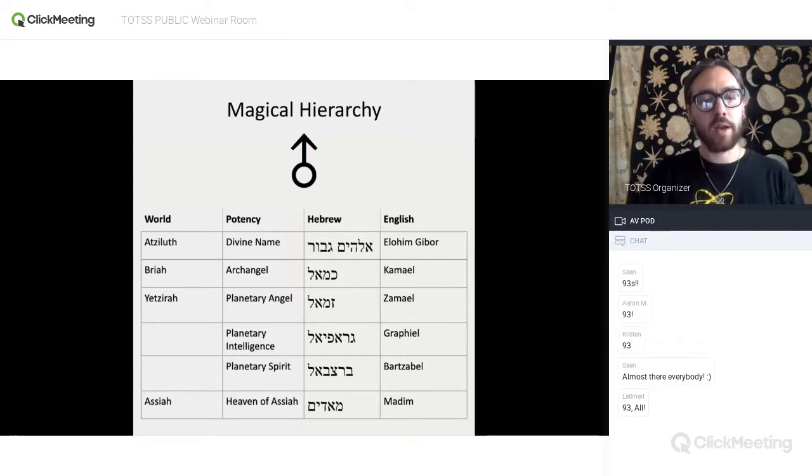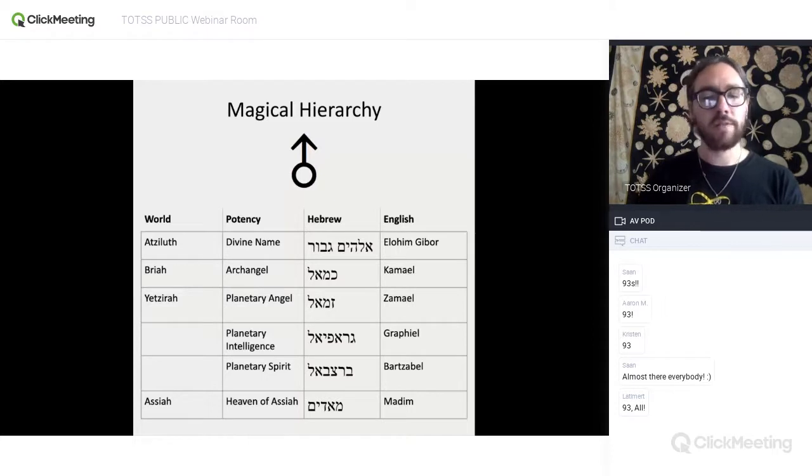And then for Yetzirah, we've got a trinity, or three levels here of our hierarchy. We've got the planetary angel, Zamael, the planetary intelligence, Graphiel, and the planetary spirit, Bartzabel. Some of you, even if you haven't studied the hierarchies, might be familiar with the spirit of Mars, Bartzabel. Crowley wrote a very long, detailed, and really elaborate ritual for invoking Bartzabel, the spirit of Mars. So if you're interested in a model for a really elaborate, involved ritual that involves several ritual officers for a Mars ritual, you can check out Crowley's ritual to invoke Bartzabel.